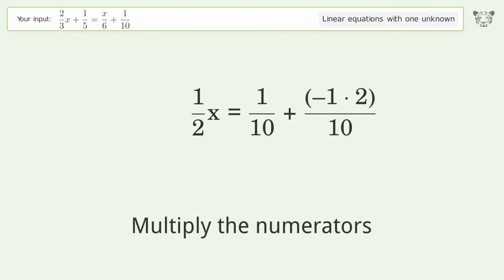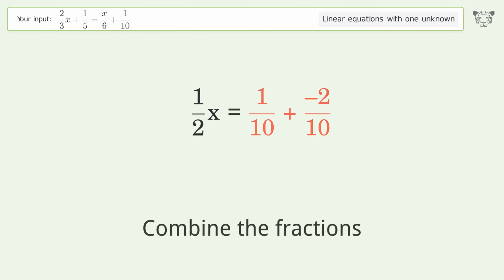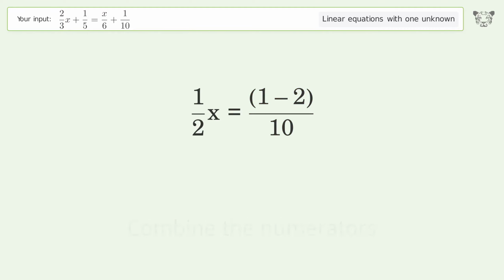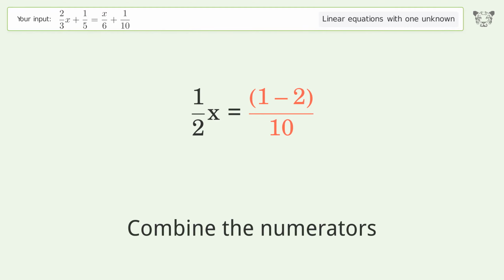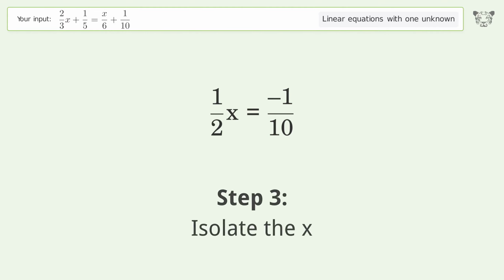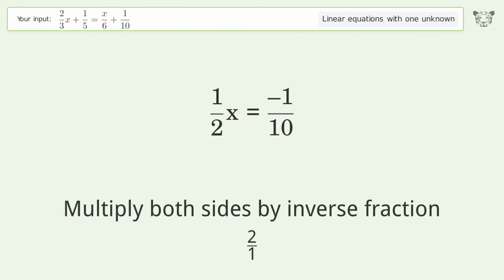Multiply the numerators. Combine the fractions. Combine the numerators. Isolate the x. Multiply both sides by inverse fraction 2/1.